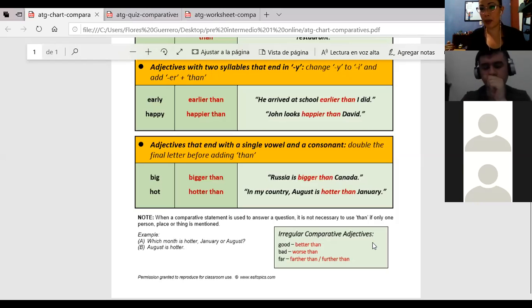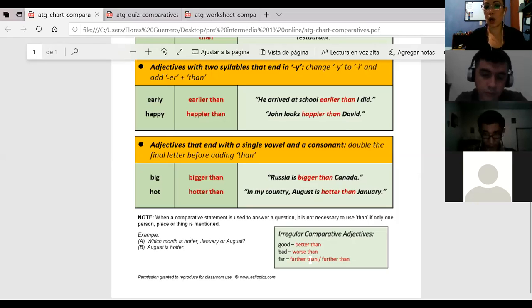Puede decir Samsung is better than iPhone. I prefer Samsung. Bad cambia a worse, peor que. El adjetivo bad, que es malo, cambia y se dice worse than para hacer una comparación, más malo que. Y far, es lejos, cambia a farther than, más lejos que, o también se puede decir further than, es lo mismo.